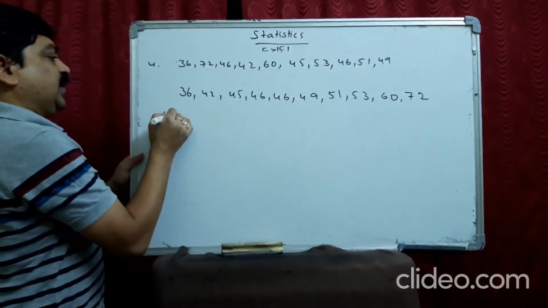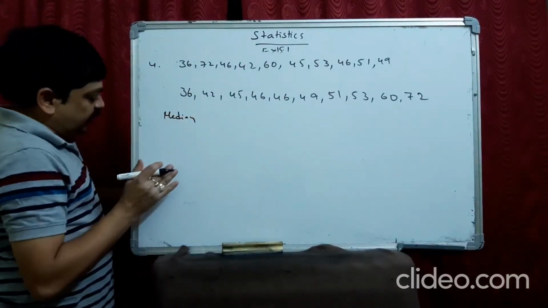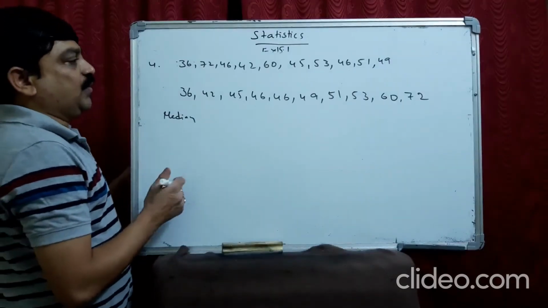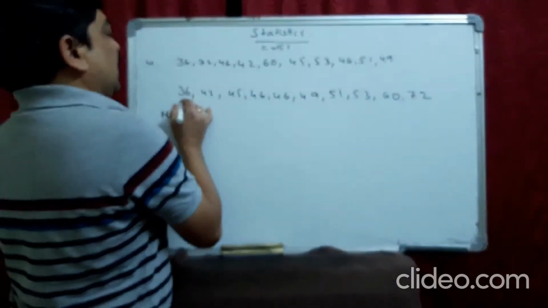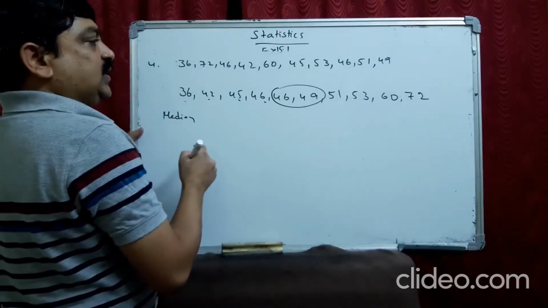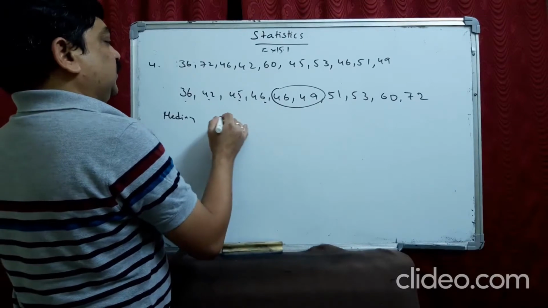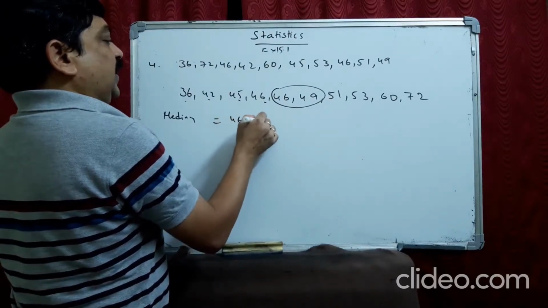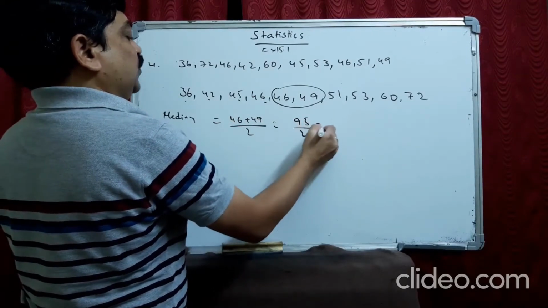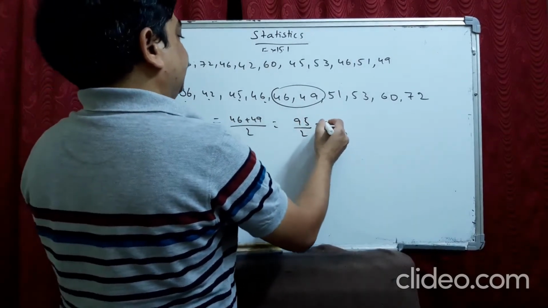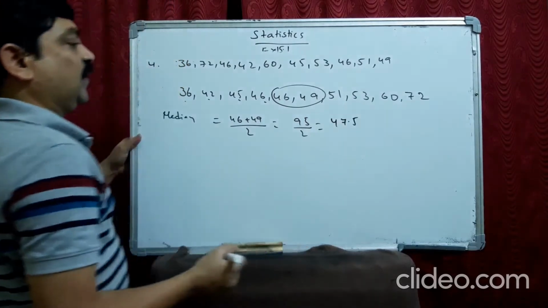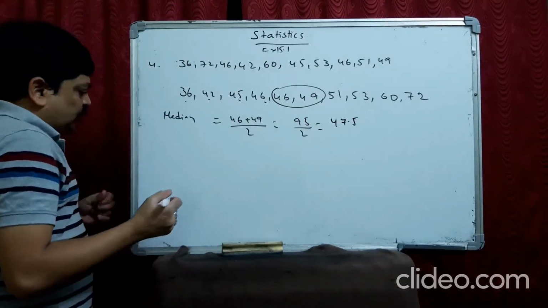Median. Here also we have an even number of observations. So we take the average of these two middle terms. What is the average of these two? 46 plus 49 by 2, that is 95 by 2. It becomes 47.5.